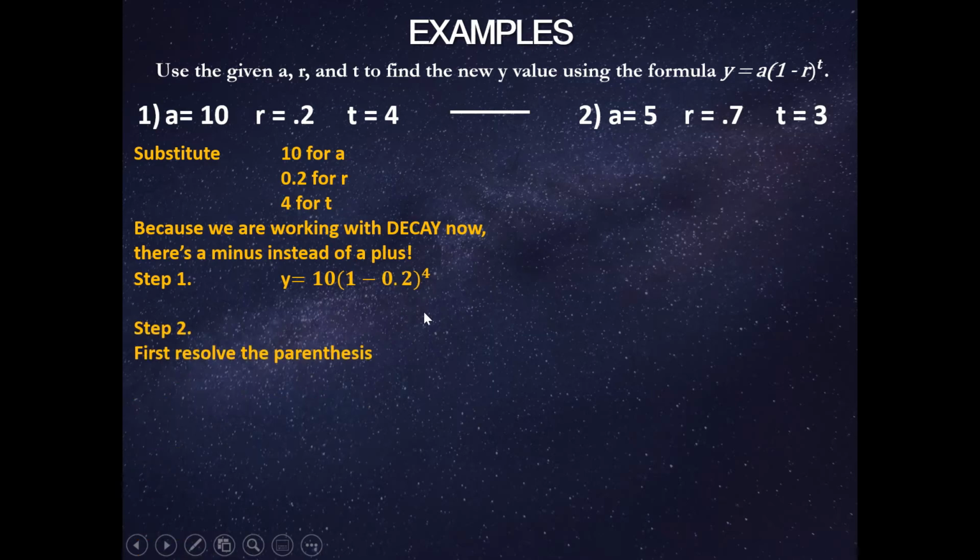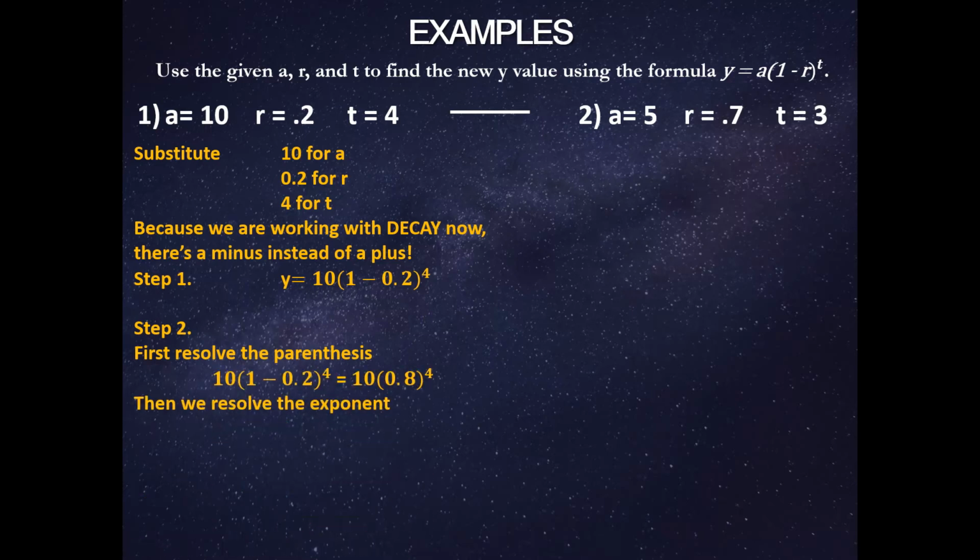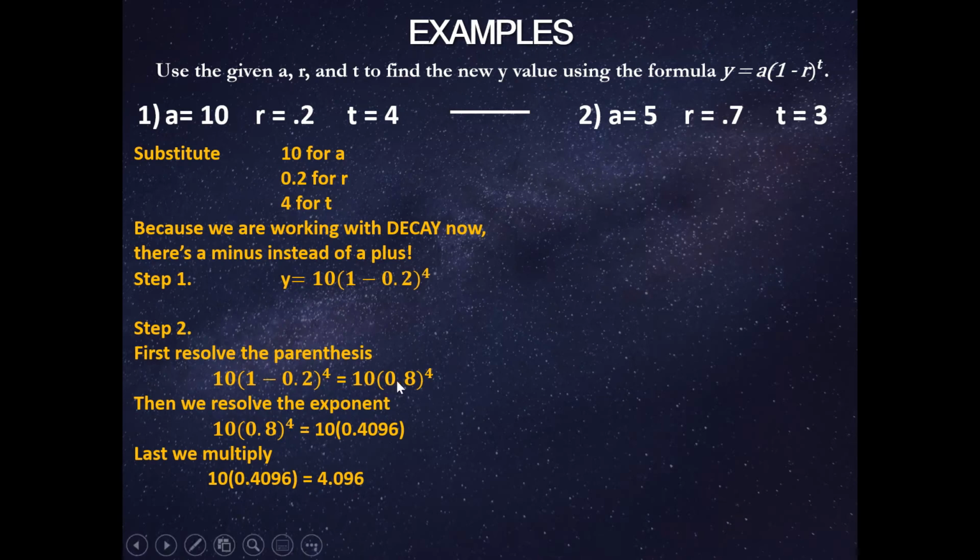Just like last time, let's follow our order of operations by resolving the parentheses first, then the exponent, and then we're going to multiply. So you see I did 1 minus 0.2 is 0.8. 0.8 to the fourth power means multiplied by itself 4 times, gets me 4096 10,000ths. And then we multiply that by 10 and get 4.096, or approximately 4. Well, hey, that was our first decay problem. Well done, making it through. Let's look at the next one.